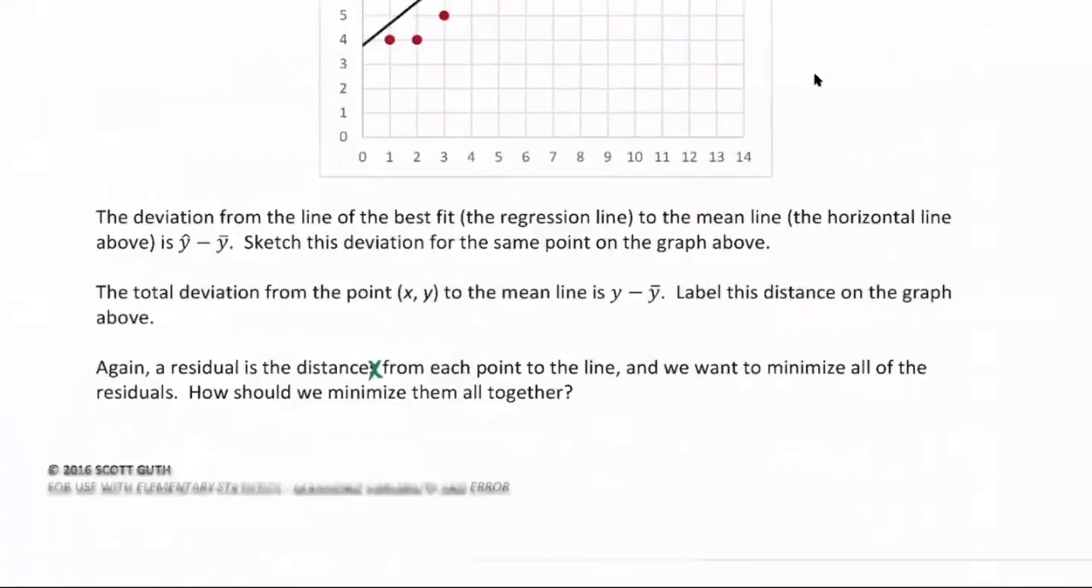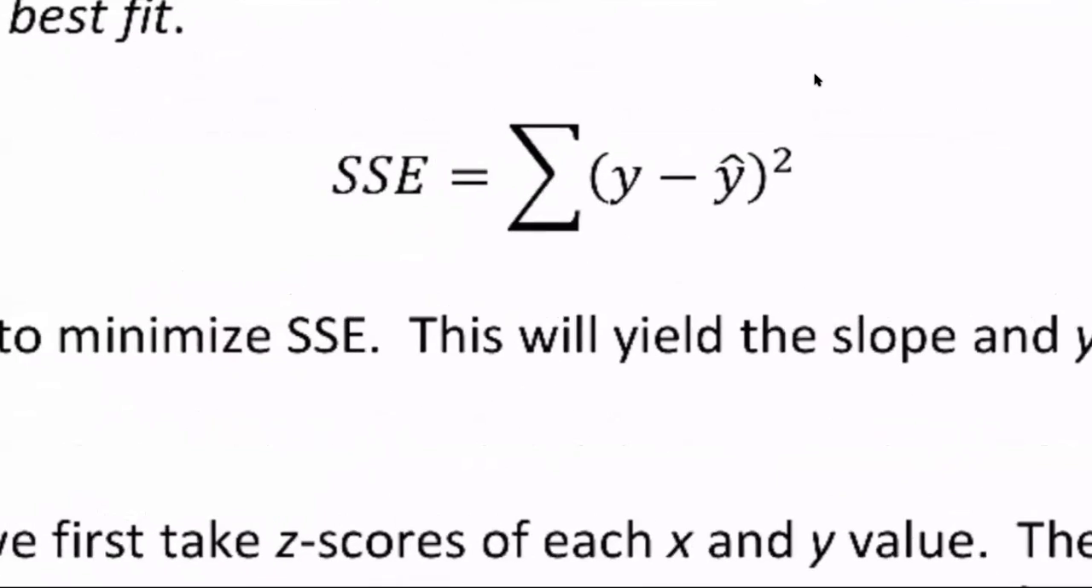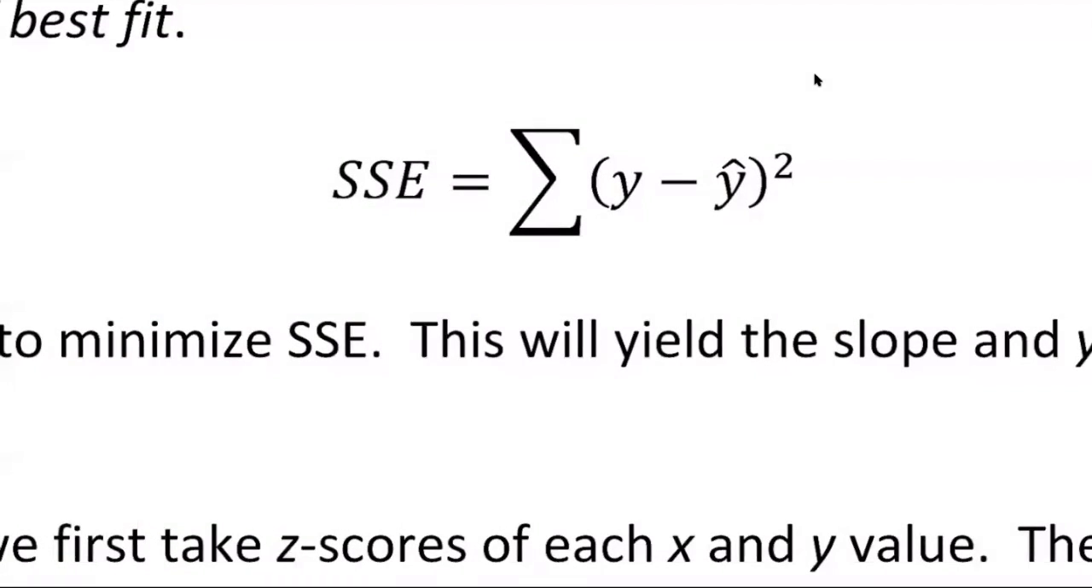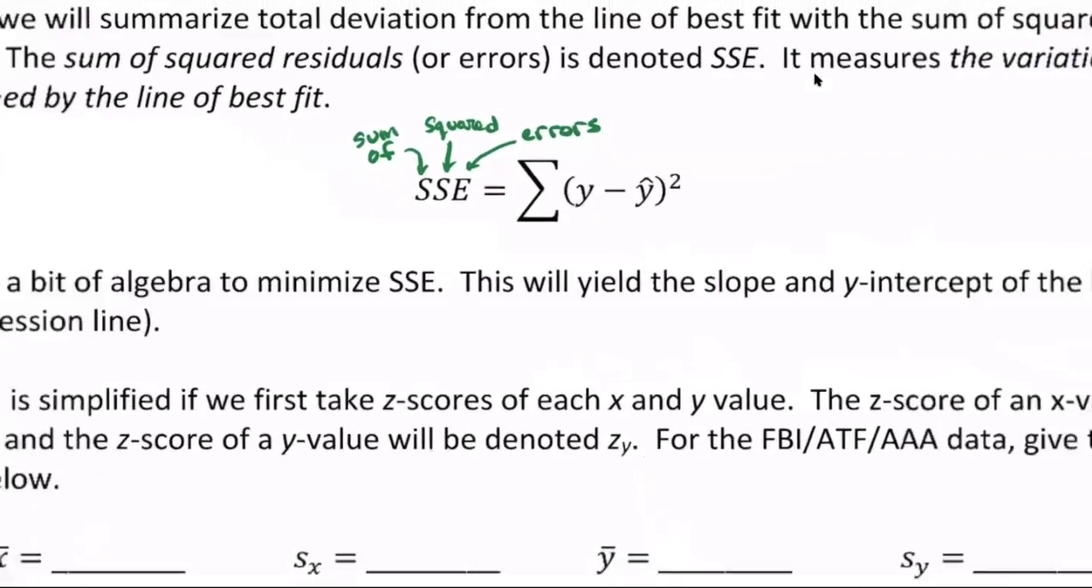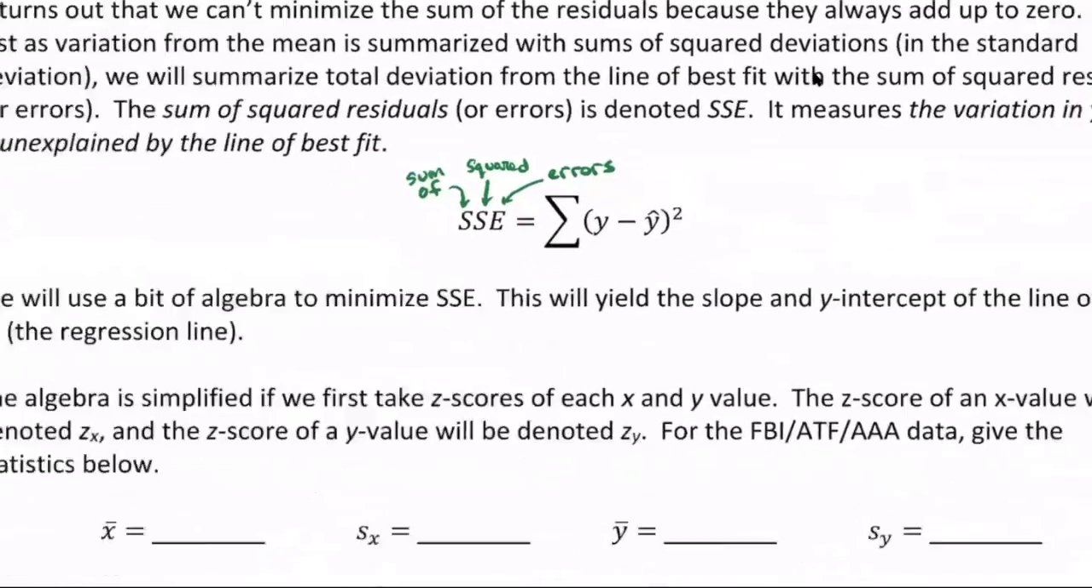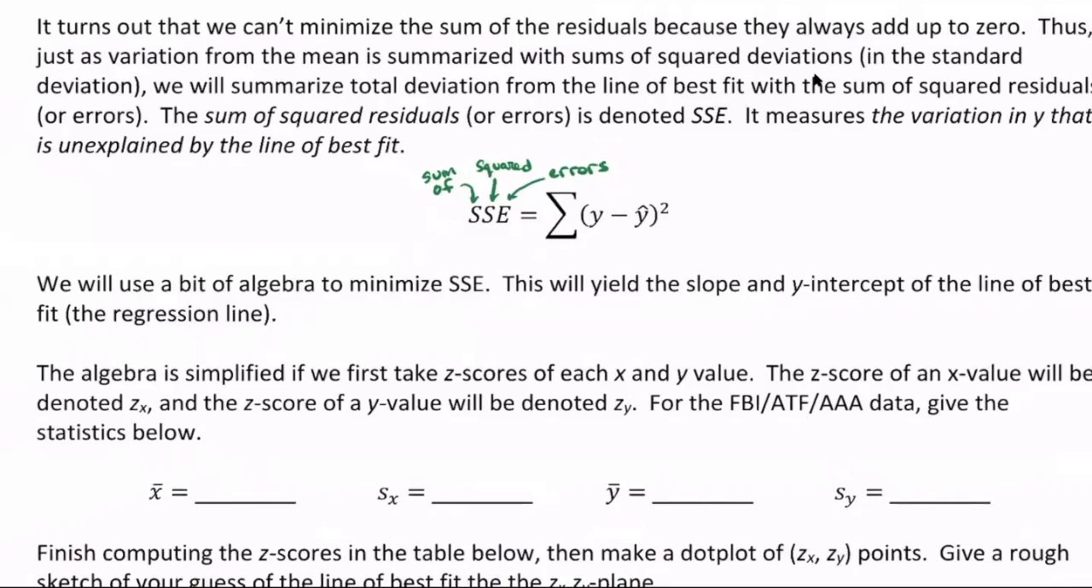So when you look here, again, this is sum of squared errors. Okay, the errors add up to 0, so we square them. And we're trying to minimize this sum. Okay?